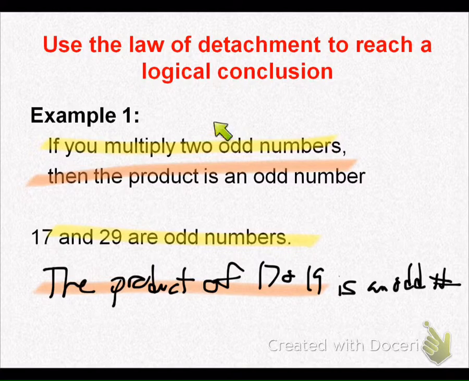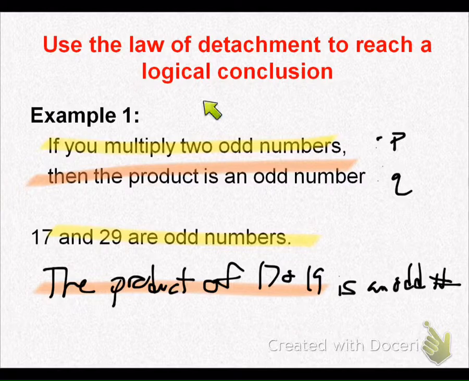This follows the law of detachment. It says if P, then Q. P is true, therefore Q must be true. Right? If P, then Q. P is true, so that follows from P, therefore it must follow from Q. Remember, these are statements like that statement P, we call that statement Q. Law of detachment. So my logical conclusion here would be the product of 17 and 29 is an odd number. I got this from this statement up above. We're going to do a lot of examples with these today. Let's look at a couple more.